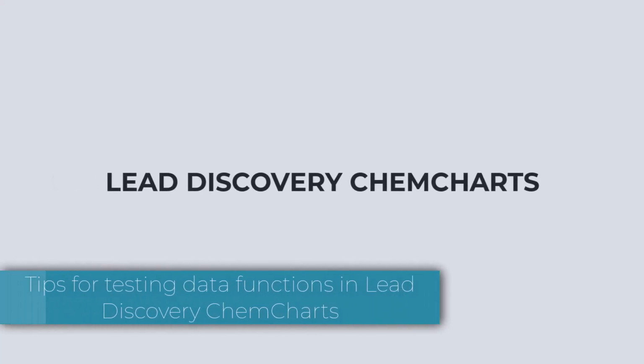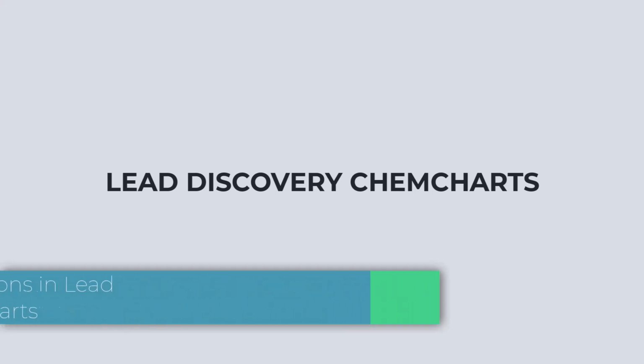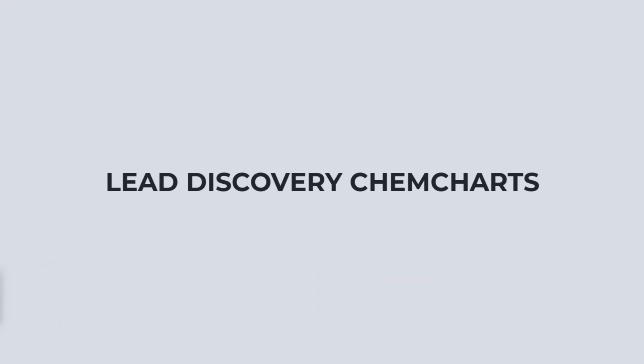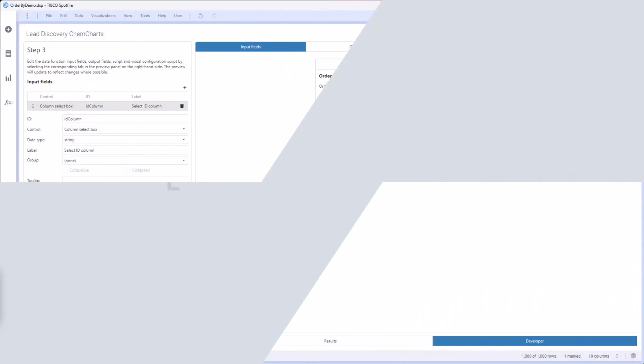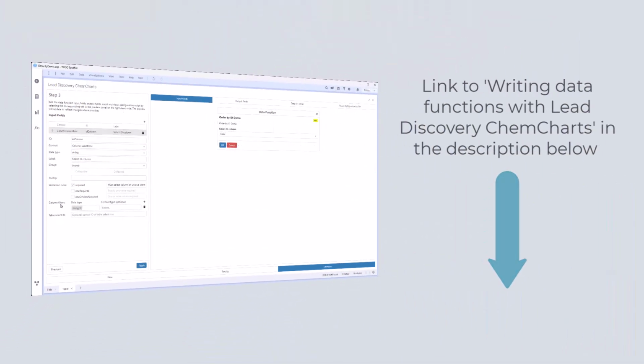Hello everyone. I'd like to pass along some tips for testing and debugging new data functions created using Lead Discovery ChemCharts. In a prior video, we covered creating new data function definitions using ChemCharts. If you haven't seen that, I highly recommend starting there. We'll include a link to that video in the notes for this one.